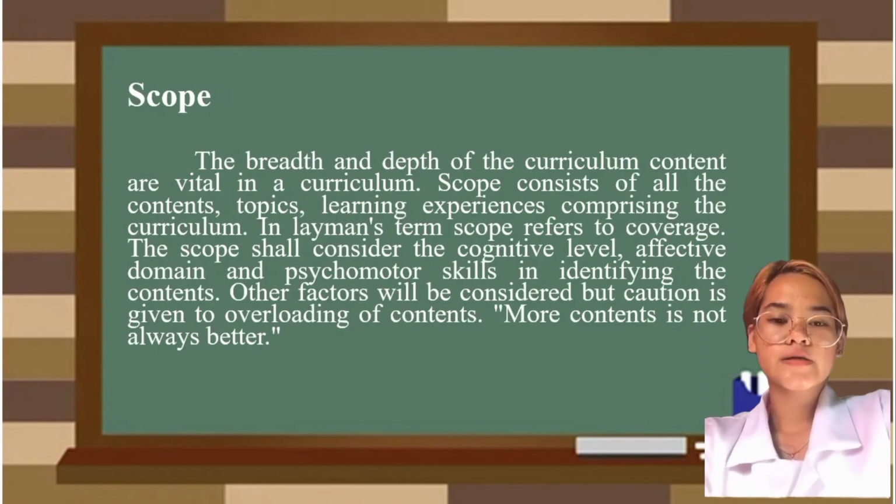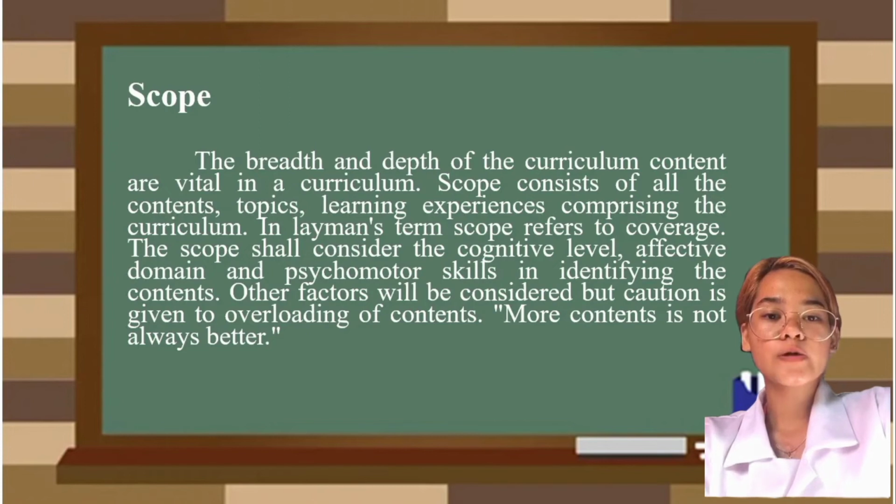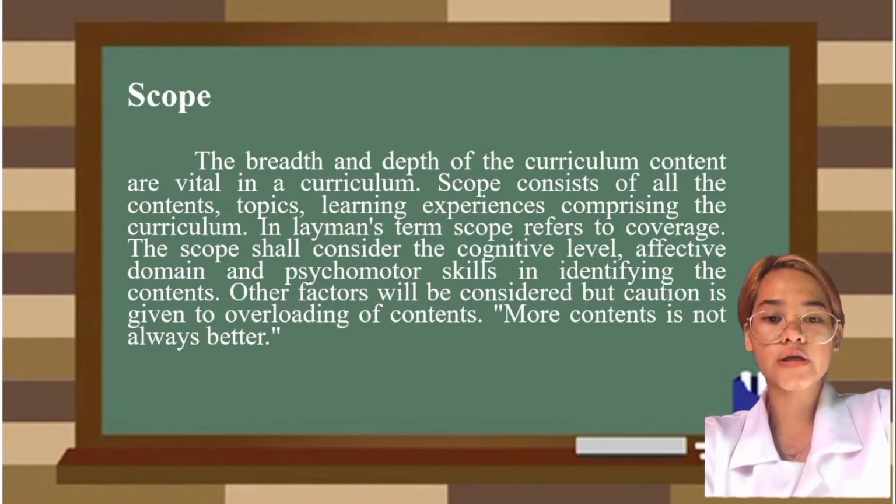So, the last one is scope. The breadth and depth of the curriculum content are vital in a curriculum. Scope consists of all the contents, topics, and learning experiences comprising the curriculum. In layman's terms, scope refers to the coverage. The scope shall consider the cognitive level, affective domain, and psychomotor skill in identifying the contents.